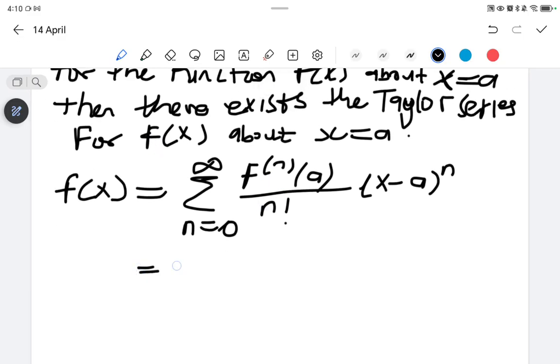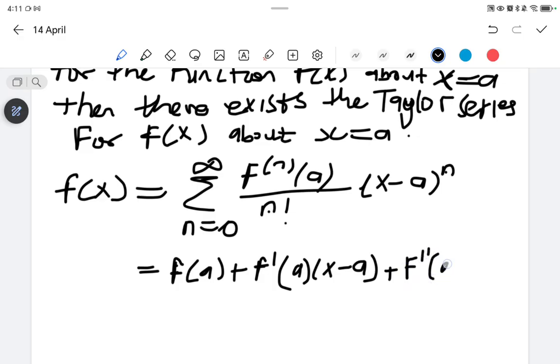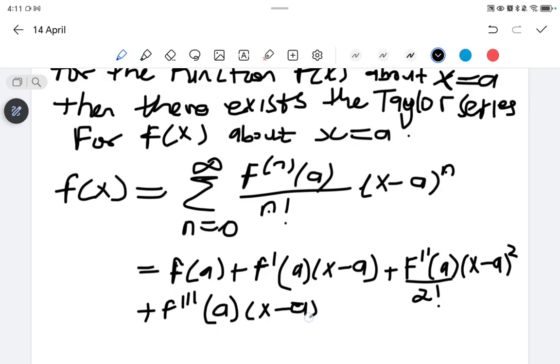Remember, I said that if we expand it, we're going to have, plugging in 0 for n first, f of a, plus, now we come to the second one, plugging 1, f prime of a times x minus a, plus f double prime of a times x minus a squared over 2 factorial, plus f triple prime of a times x minus a cubed over 3 factorial, up until like that. So this is the Taylor series.